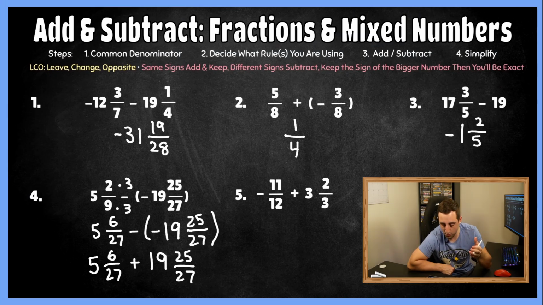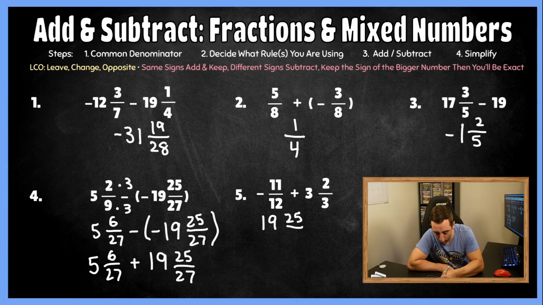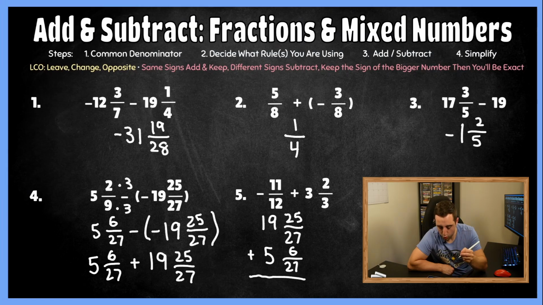And now we're going to utilize our addition rule. Same signs add and keep, different signs subtract. This time around, they're same signs, so we're going to add them together. So let's go ahead and do that. We have 19 and 25/27 plus 5 and 6/27. 25 plus 6 is going to give us 31. So I'm just going to write over here because I'm going to run out of space. So 31 over 27 still. And 19 plus 5 is going to give us 24.